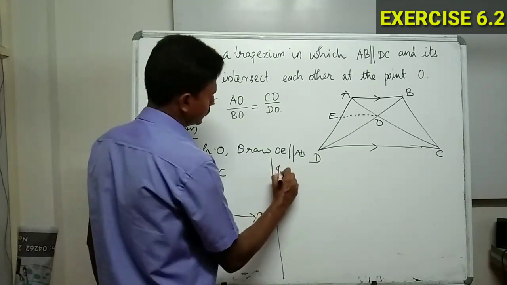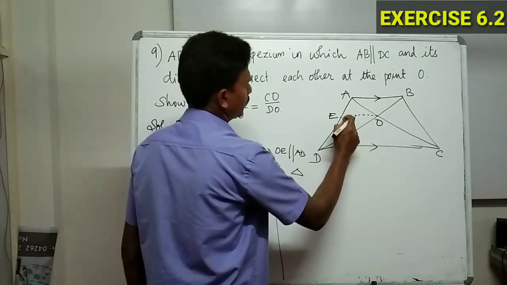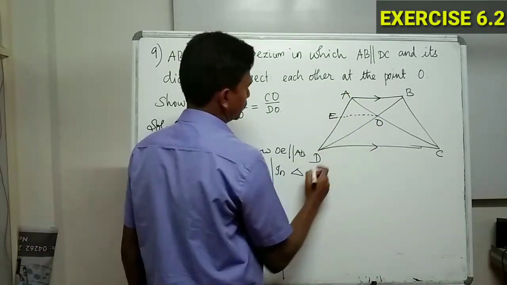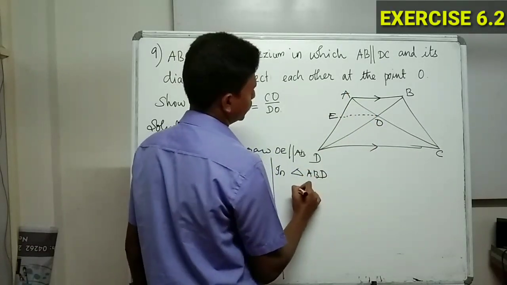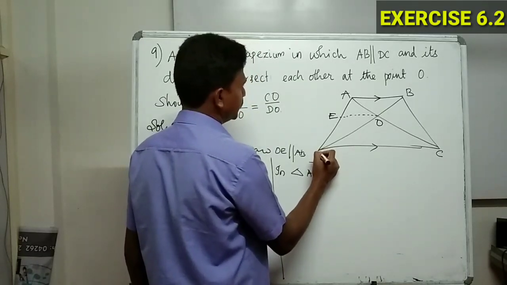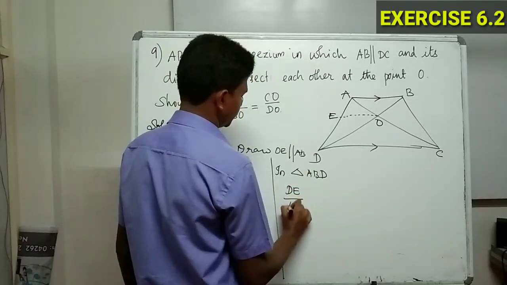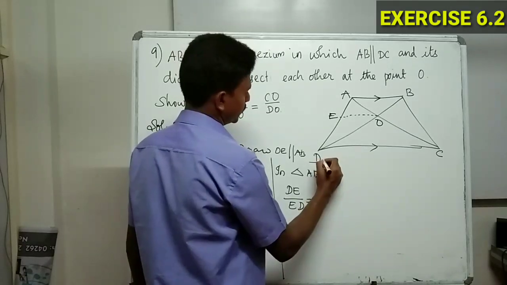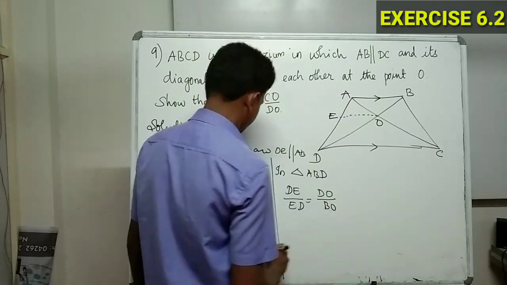In this triangle we are going to take, because this is the triangle where we have drawn the line, and we have drawn this triangle too. So the triangle name is ABD. In triangle ABD, we can say this is the top vertex, so we can say DE by EA is equal to DO by BO.